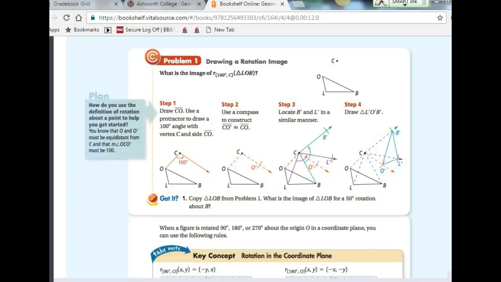Hello, we're looking at lesson 9-3 today, which is talking about rotations. This is found on page 562 of your Geometry Part 2 textbook. We're looking at problem 1 here.